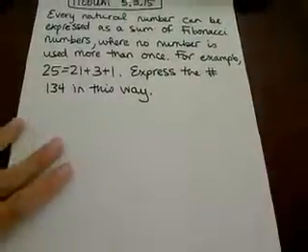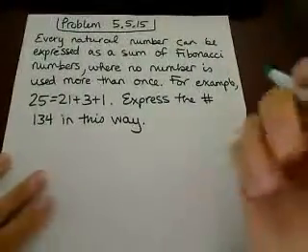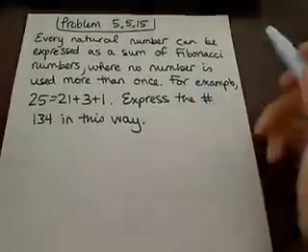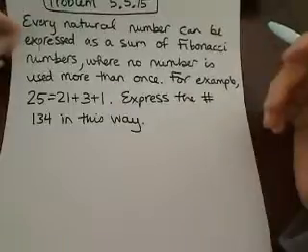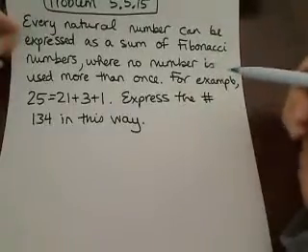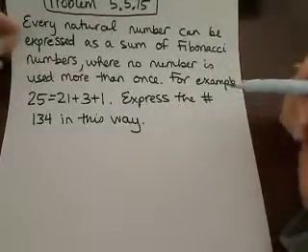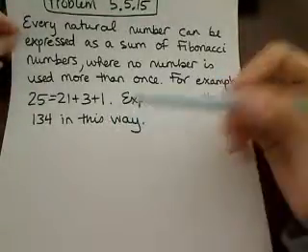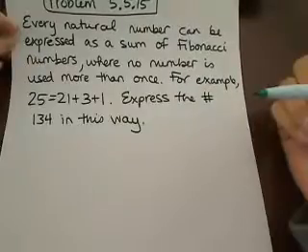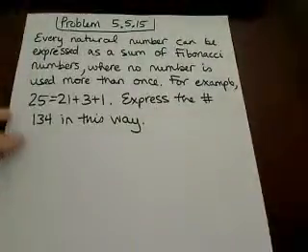All right, so this is problem 5.5.15, and they're telling us here that every natural number can be expressed as a sum of Fibonacci numbers, where no number is used more than once. And then they give you an example here. For example, 25 is 21 plus 3 plus 1, and they want us to express the number 134 in this way.